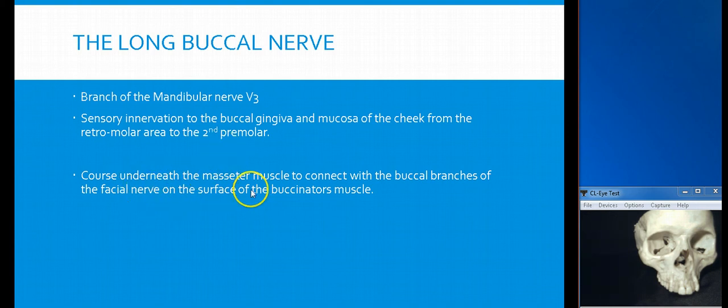It courses underneath the masseteric muscle to connect with the buccal branches of the facial nerve on the surface of the buccinator. So this is how it kind of travels down. So you should not be encountering it when you're making your incisions.